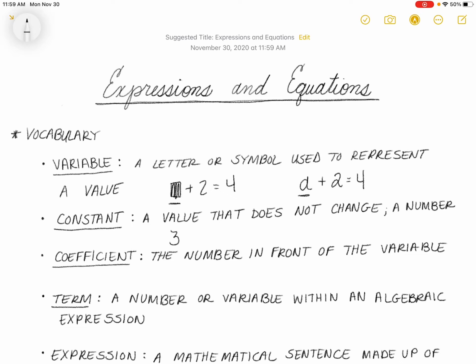Our next vocabulary term is coefficient. A coefficient is the number that is in front of the variable. So, for example, in an expression, you may have 4x. In this term, the coefficient is 4.